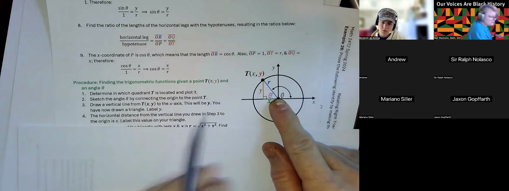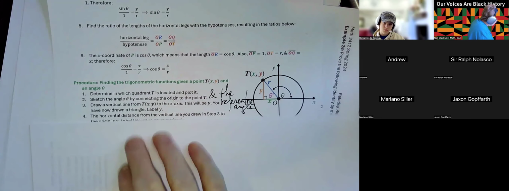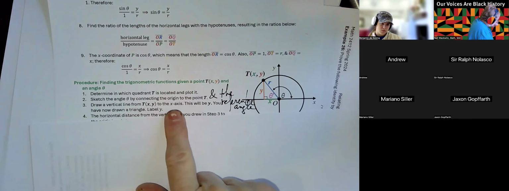So the steps: we want to find which quadrant P is in, sketch the angle theta and the reference angle, draw a triangle in the correct quadrant, label it, and find all the sides of the triangle, and then use the right triangle definitions. Okay, good.